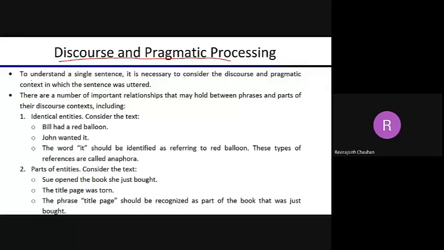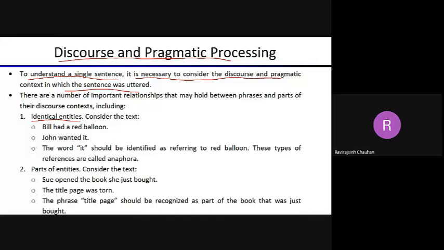So to understand a single sentence, sometimes it is necessary to consider the discourse and pragmatic context in which the other sentences are used. We need to understand which related sentences matter, right? And there are some different relationships which hold between different sentences. One of them is, we will be seeing different examples.